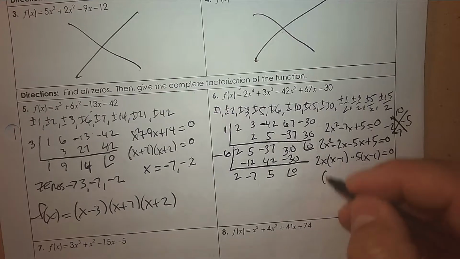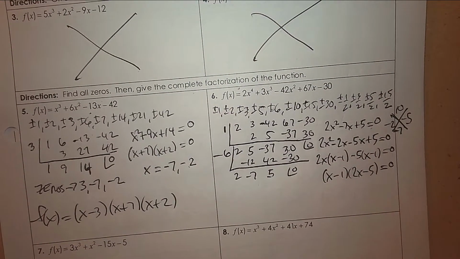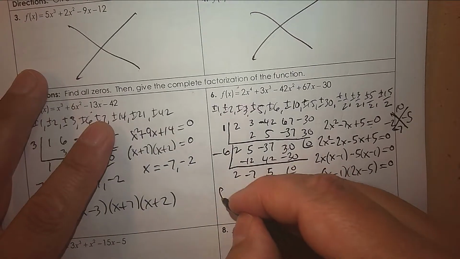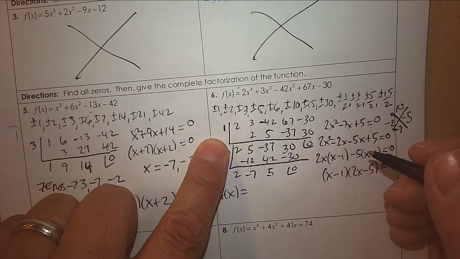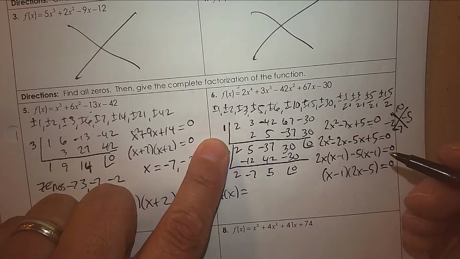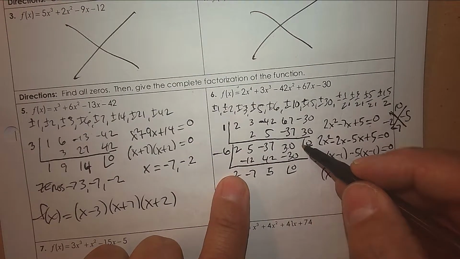So I have x subtract 1 and 2x subtract 5. So let's put this all together. So the factors, positive 1, did positive 1 work a second time? It did work a second time. So I could have used 1 again, right?